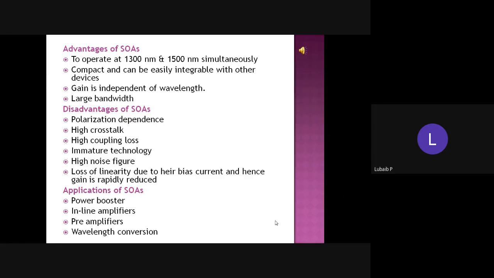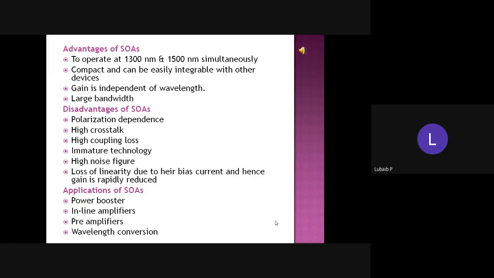Some disadvantages of semiconductor optical amplifiers are that they have polarization dependence, high crosstalk, high coupling loss, immature technology, high noise figure, and loss of linearity due to their bias current, and hence gain is rapidly reduced. These are the disadvantages of semiconductor optical amplifiers.